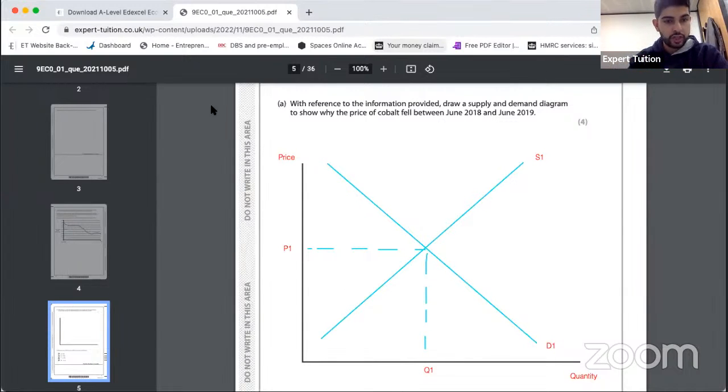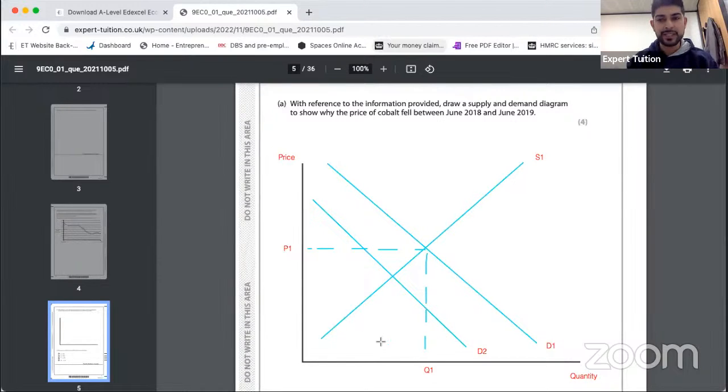So demand is going to shift inwards. So let's shift it inwards like this. We'll call that D2. And at the same time, there's going to be an outward shift of supply because new mines have opened in the Democratic Republic of Congo. So supply will shift outwards.